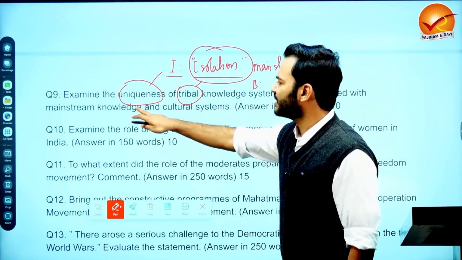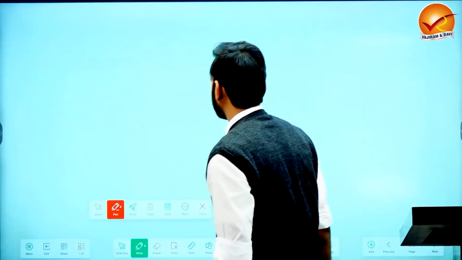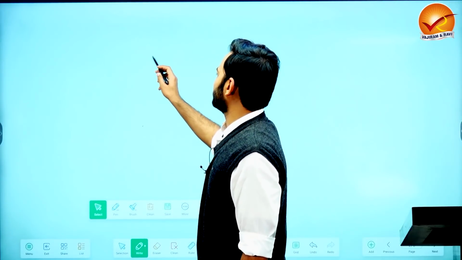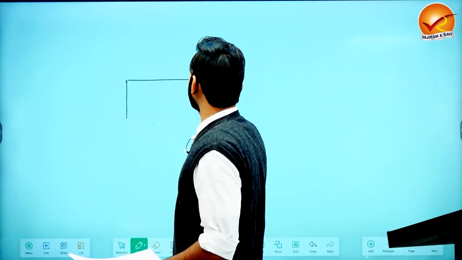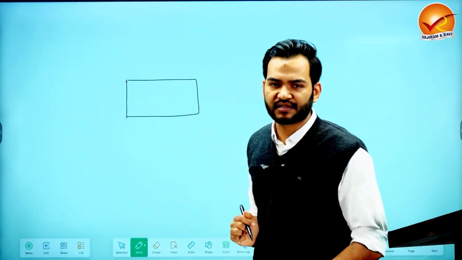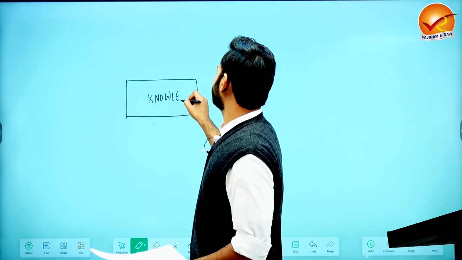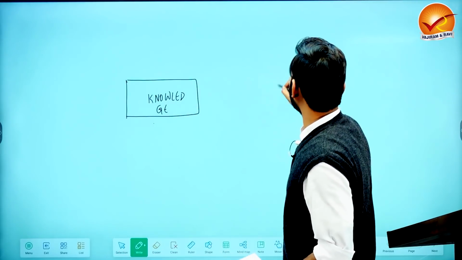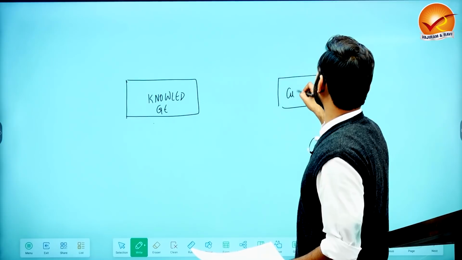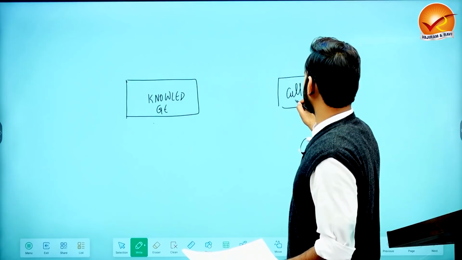And in the body then we can start discussing how the tribal knowledge system is unique and different from mainstream knowledge and cultural system. So let us see how it is different. What is unique in the tribal knowledge system? Let us see. And you compare this with the mainstream knowledge system. So I compare this with mainstream knowledge, and we also compare this with our mainstream cultural system, how is it different?